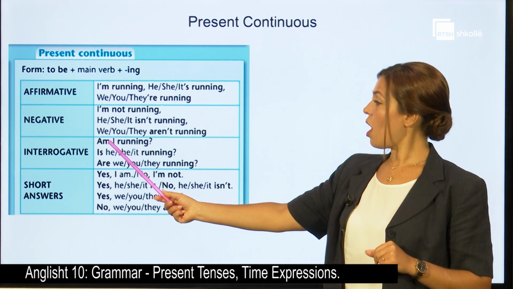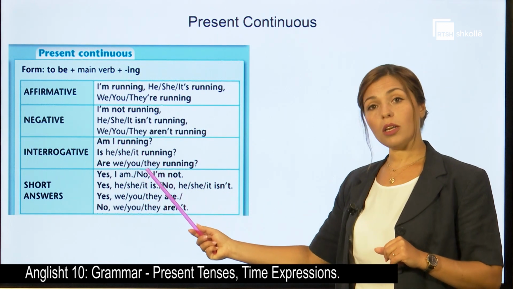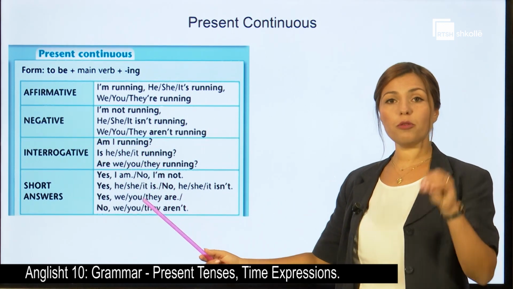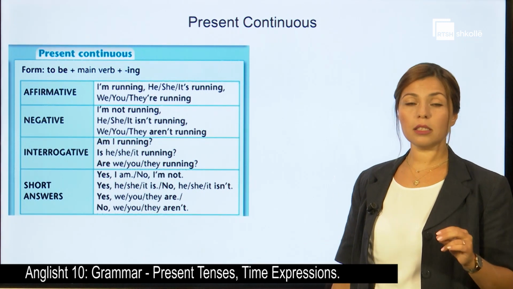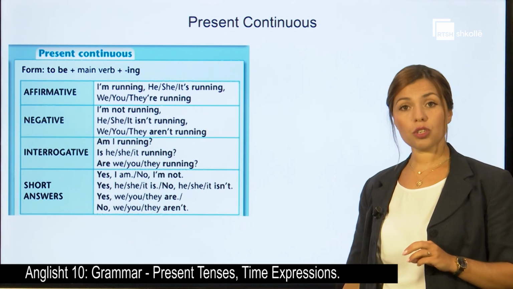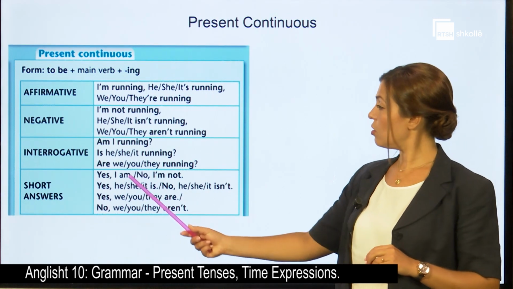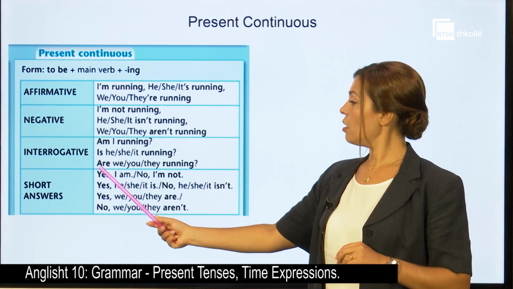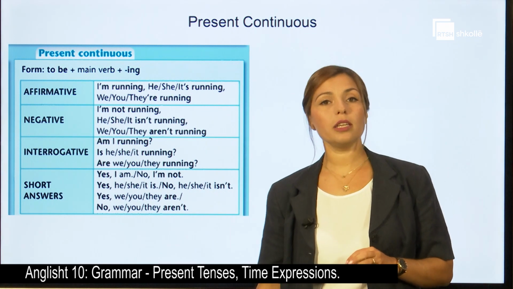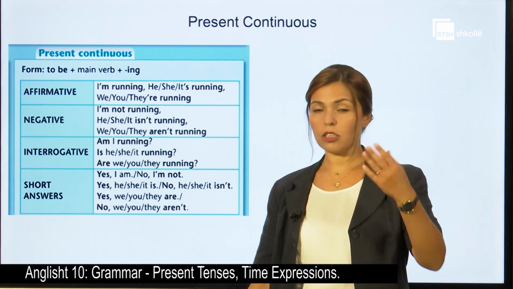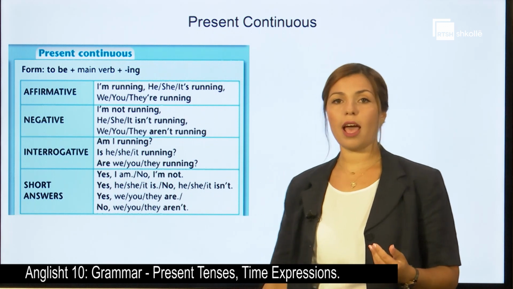So, am I running? Put the verb to be in front. Are you running? Is he running? Is she running? Is it running? Are we running? Are you running? Are they running? If I ask a question, I might have a short answer.